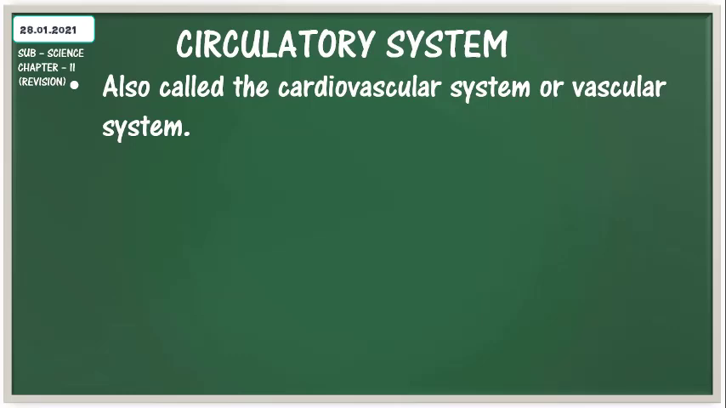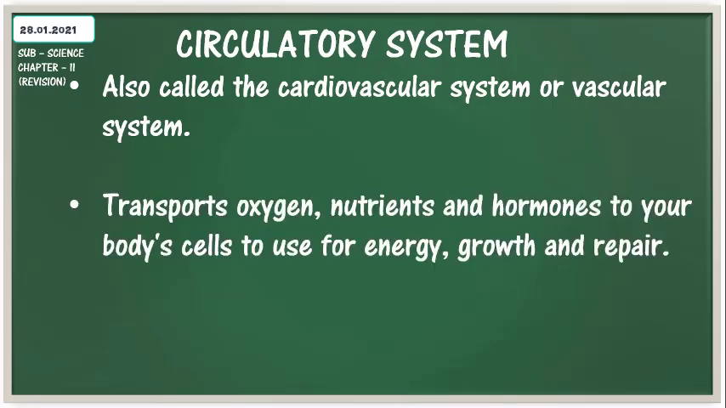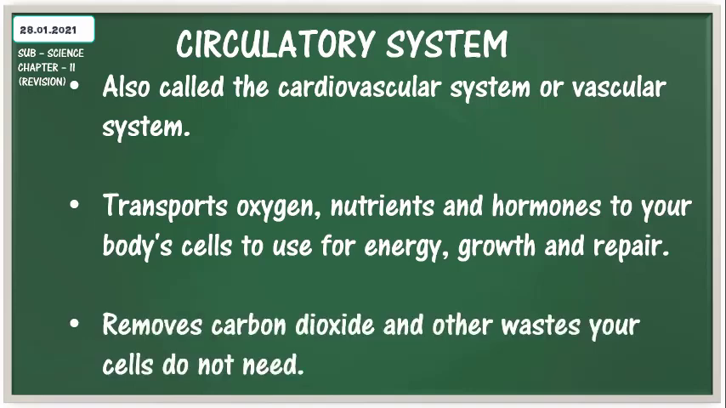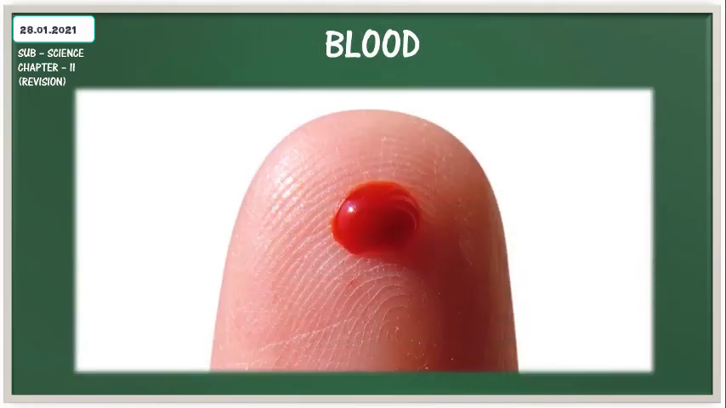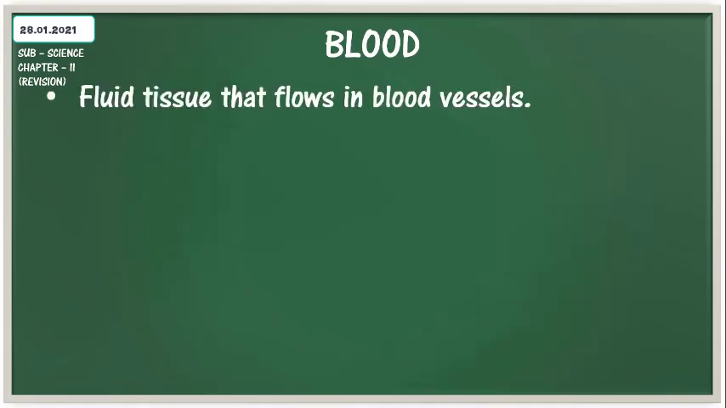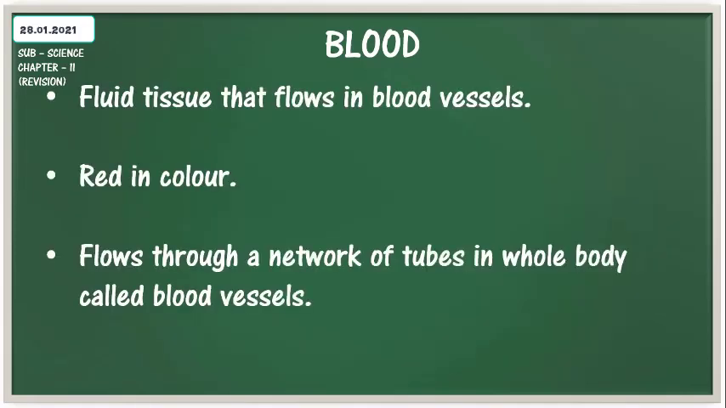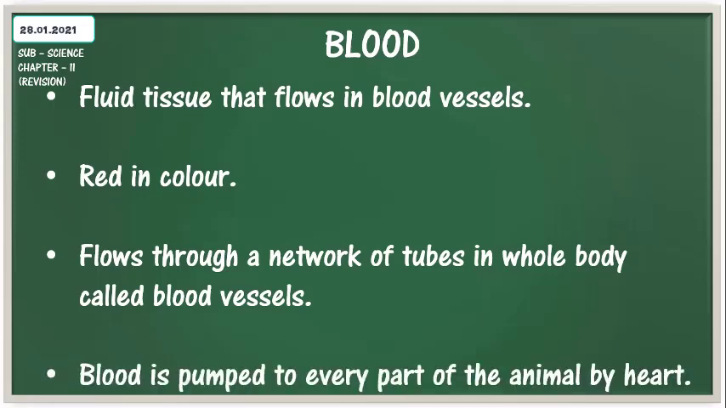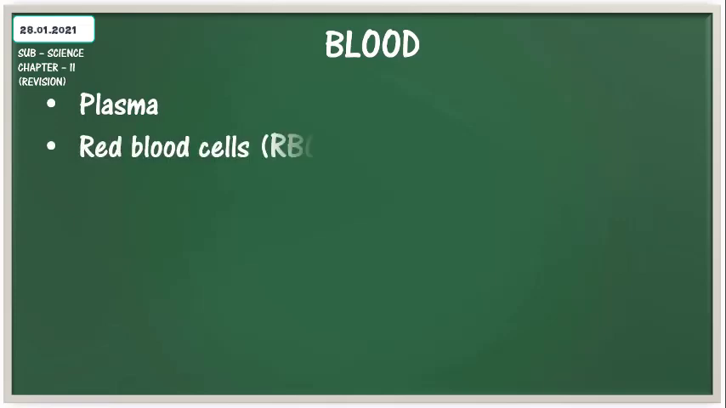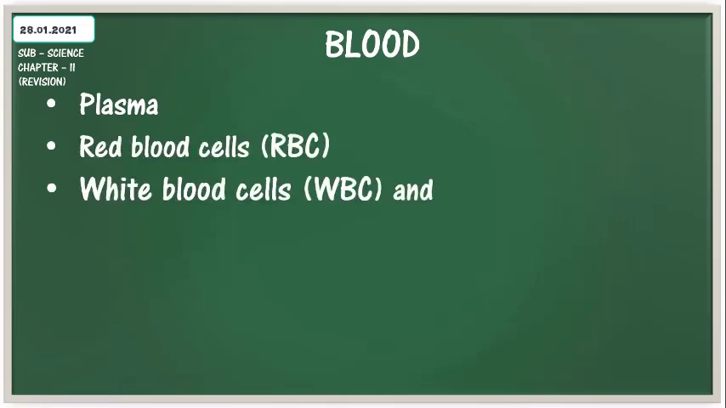The circulatory system consists of blood, blood vessels and heart. Now what is blood? Blood is a fluid tissue that flows in blood vessels. It is red in color and it flows through a network of tubes in the whole body called blood vessels. Blood is pumped to every part of the animal by the heart. Blood consists of four components, that is plasma, RBCs, which are red blood cells, WBCs, which are white blood cells, and platelets.